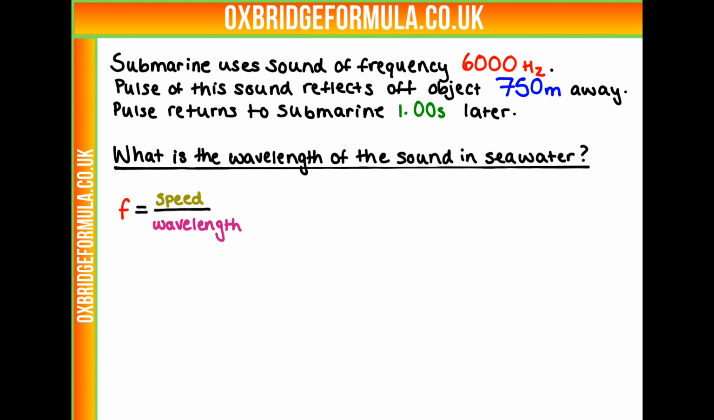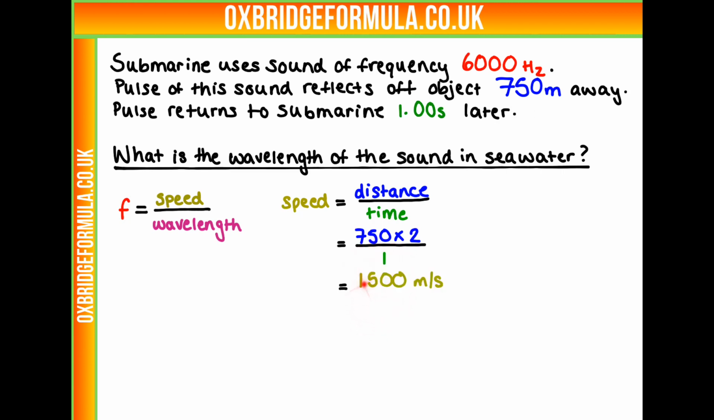Well, we know that speed is the distance travelled over time, and we do have that information. So our distance is going to be 750 times 2, because it's going there and then coming back after it's been reflected, and our time is 1 second. So our total speed of our wave is 1,500 metres per second.